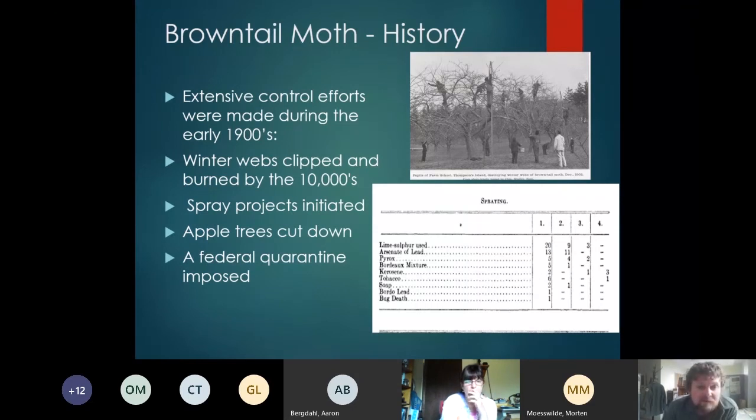People cut down their apple orchards en masse because of the host preference, because it's a preferred host for browntail. This photo in the top right shows students at a farm school clipping out winter webs as part of their yearly pruning of the apples. There was also a federal quarantine that was imposed.